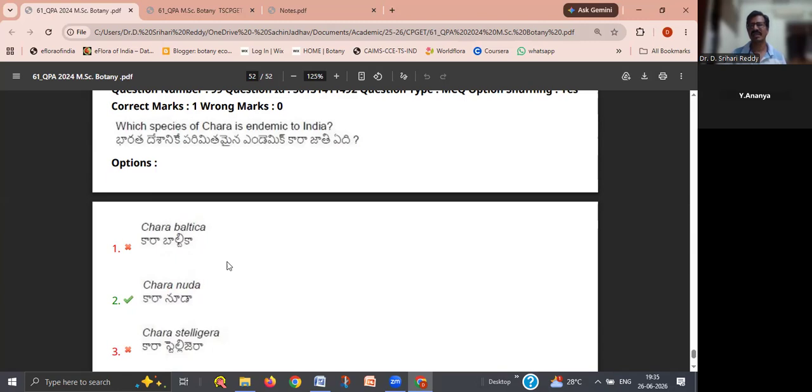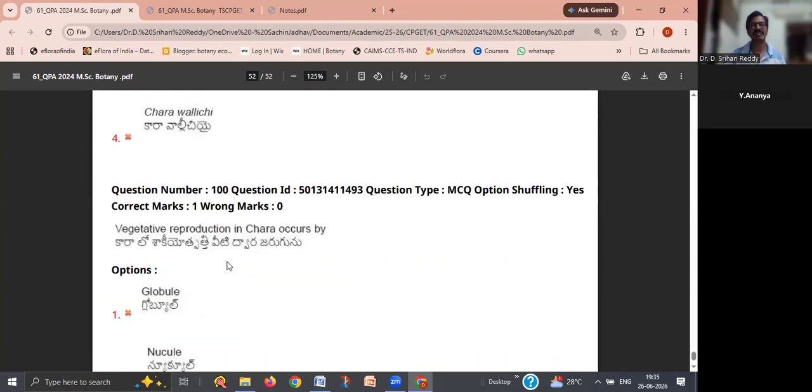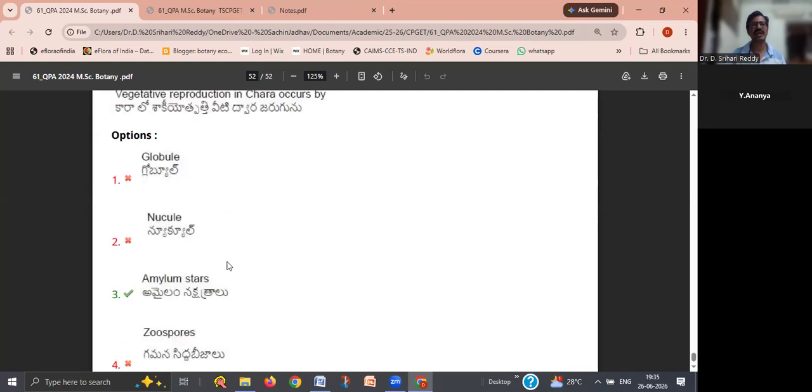Okay. In some areas of Rayalaseema and some areas of Karnataka and Tamil Nadu, we find this. So these are called endemic. So Chara nuda is endemic to India, and vegetative reproduction in Chara occurs by... So Chara is a green alga, belonging to Chlorophyceae.